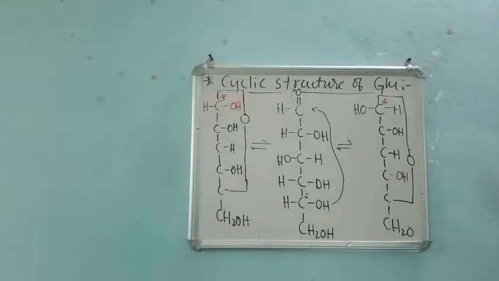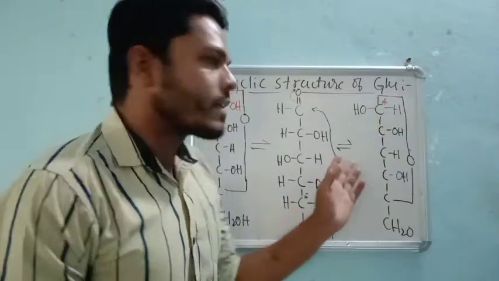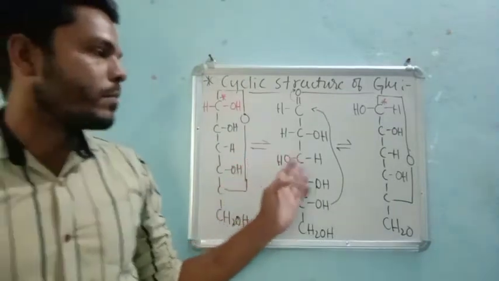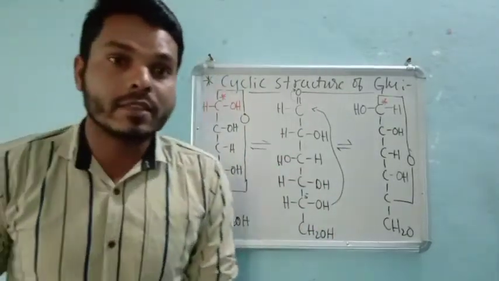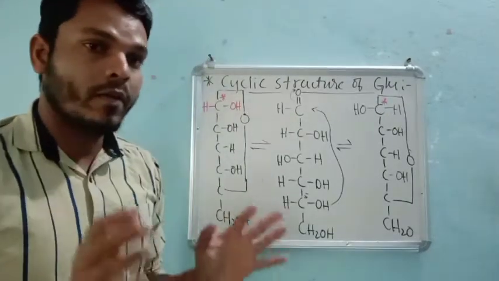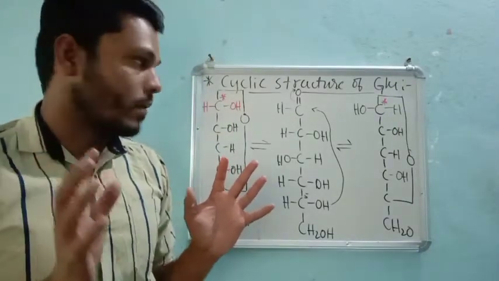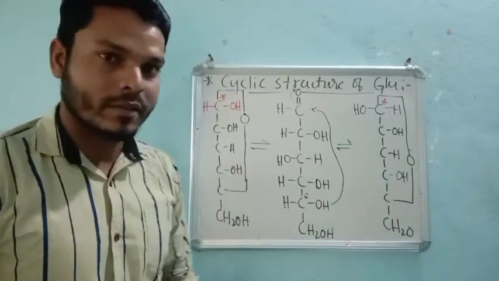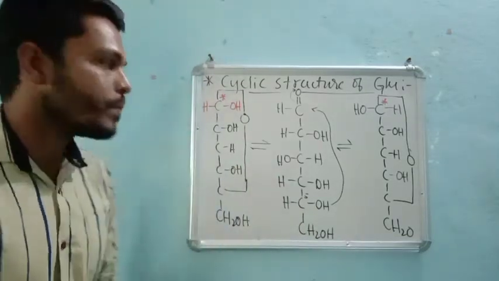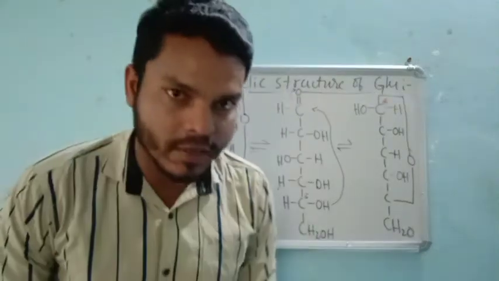As I said in the last class, I have left some points. During the last class, I gave you small doubts, right? What are the alpha and beta forms of glucose, and what are anomers and all, right?